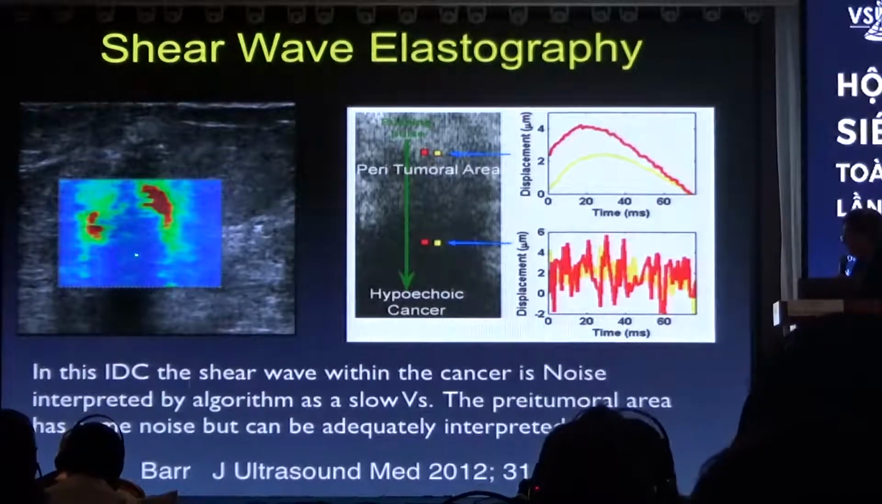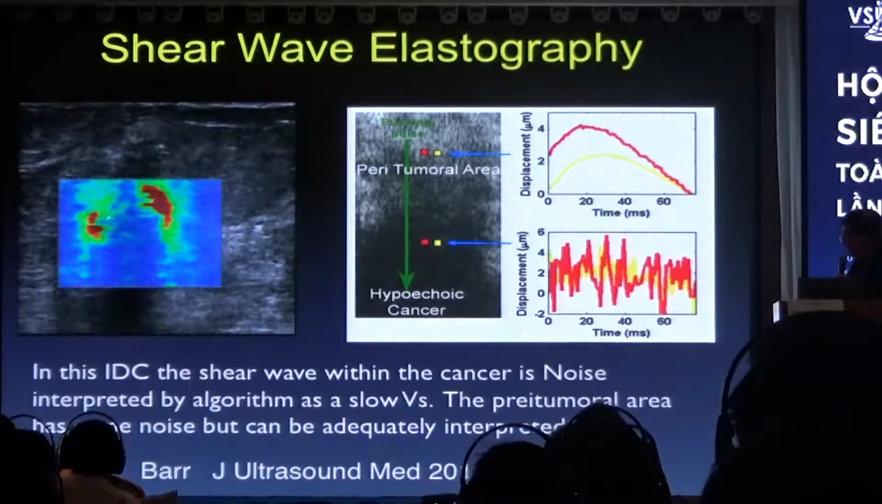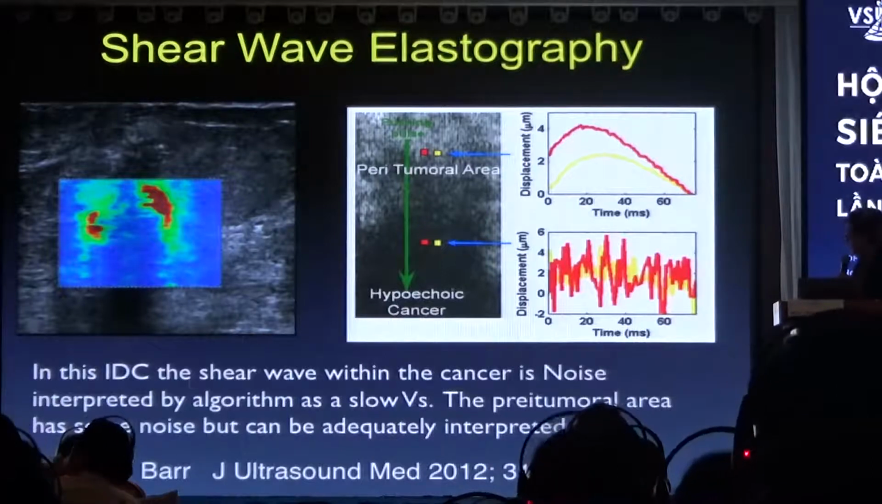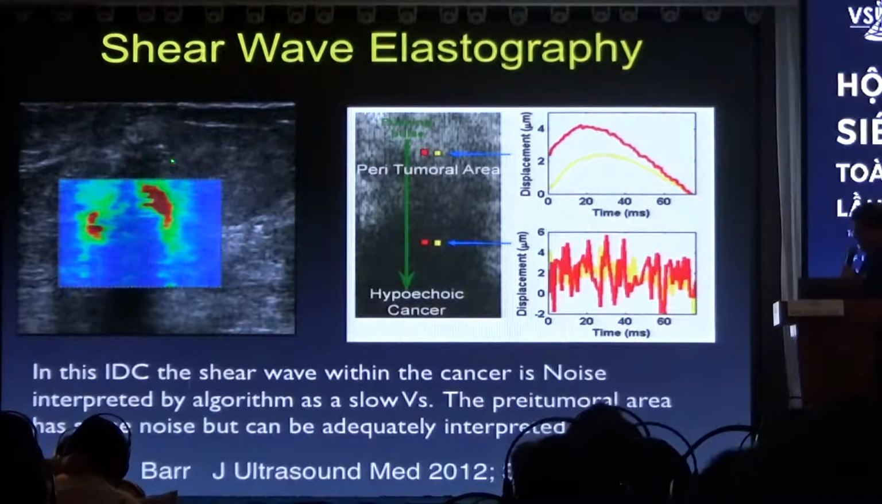And often if you look at this, this is showing that the lesion is actually softer than fat, which is probably not possible. But in this case, you can see the ring around it, and the ring has more curves that are interpretable. But occasionally you don't get the ring, so you can be confused.